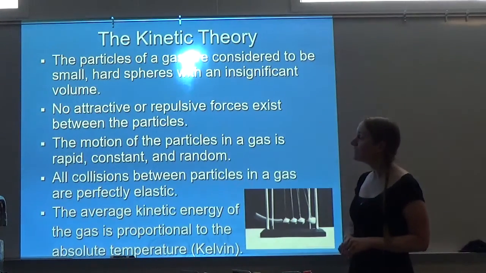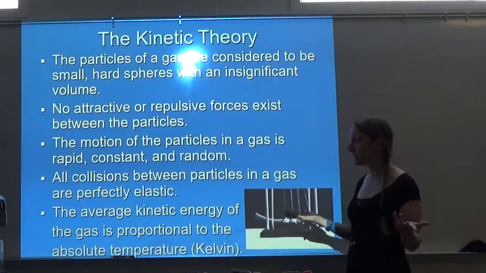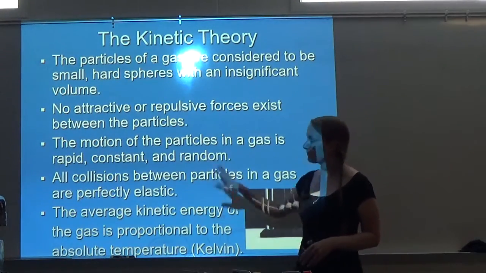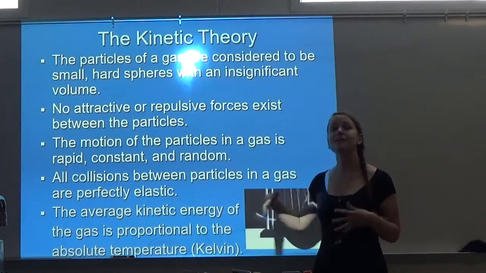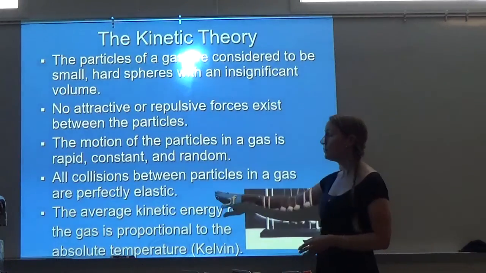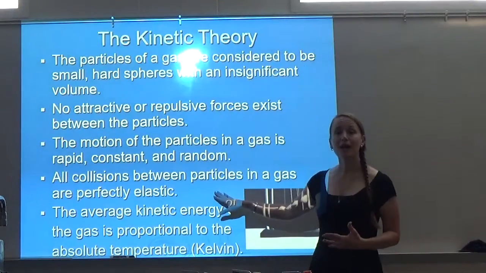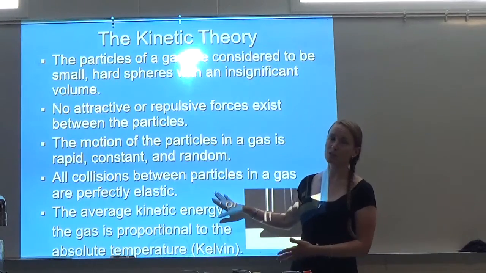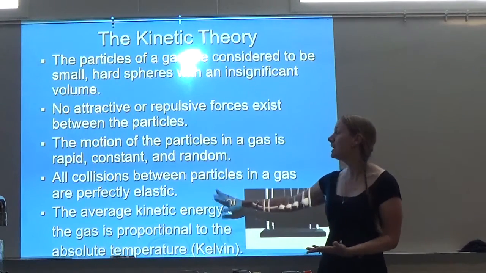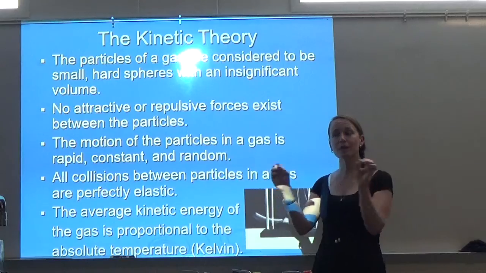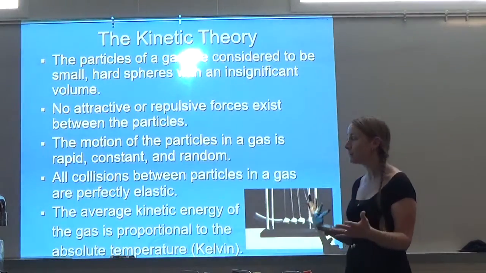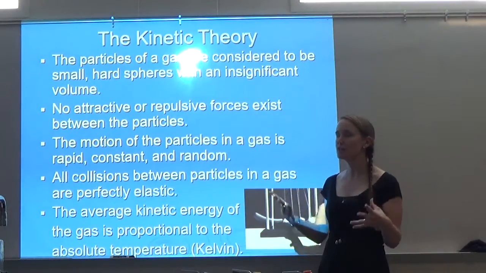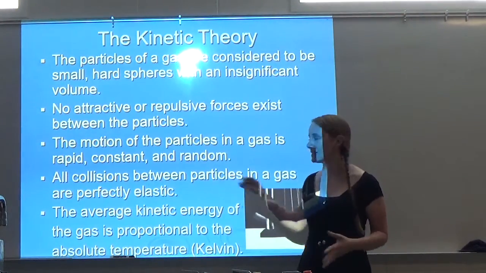The motion of particles in a gas is rapid, constant, and random. All collisions between particles in a gas are perfectly elastic. Again, this is an assumption we make to make our calculations easier. A perfectly elastic collision implies that no kinetic energy is turned into another form of energy, like heat through friction or something like that. Again, it's because the particles are so small and collide for such a short amount of time that such a small amount of energy would even be considered as changing into another form that we can assume it's constant throughout.